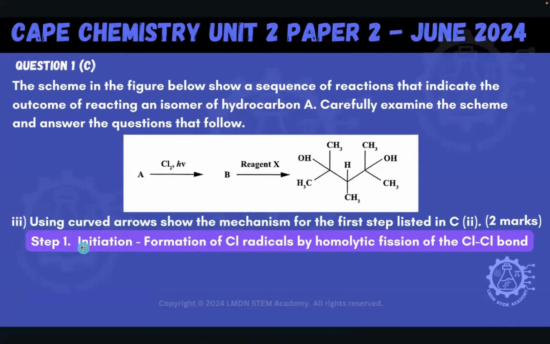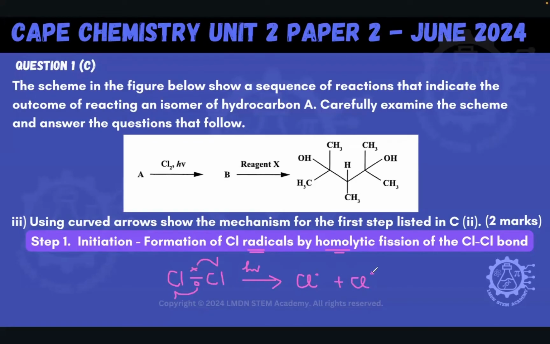In initiation, the first step, what is happening is the formation of chlorine radicals by homolytic fission of the Cl-Cl bond. If I were to show that using curved arrows, which is what the question requested, I would draw my Cl bond. I would show the electrons that were shared there to form that bond. Then, because I'm forming radicals, it's a homolytic fission, which means that the electrons are going to split equally among each chlorine atom. So I'm going to use a half hook arrow, one for each. One of my electrons is going to sit on this chlorine, and the other one is going to sit on this chlorine, and in the presence of UV light, that forms 2 chlorine radicals.